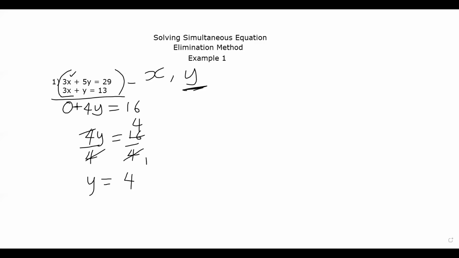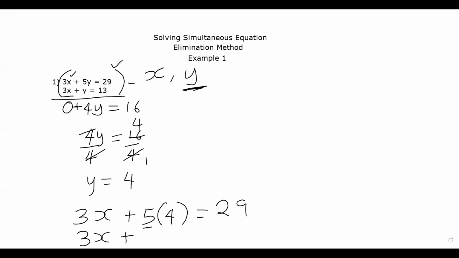So we take one of the equations, either the first one or the second one, and I'll use the first one in this case. So 3x plus 5, and where we have y, we put the 4, or rather we multiply with the value that we have there, and this will give us the value of x. So this will be 3x plus 5 times 4, that gives you 20, equals 29.